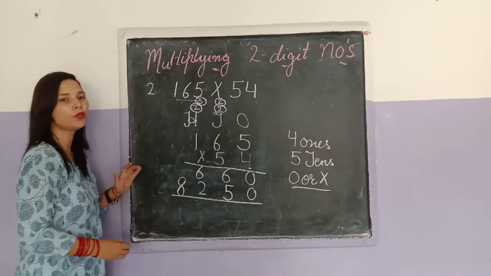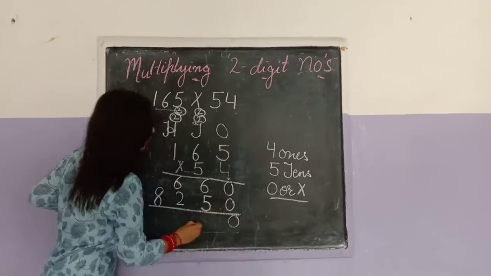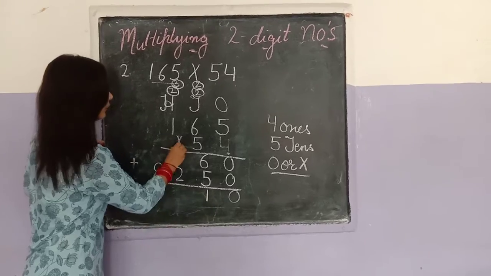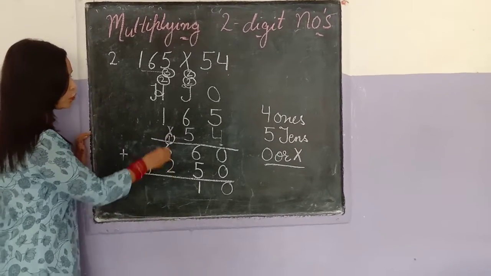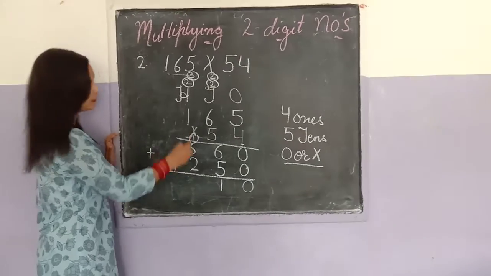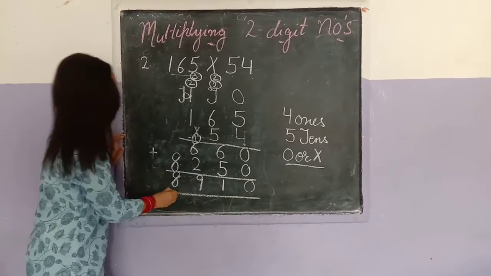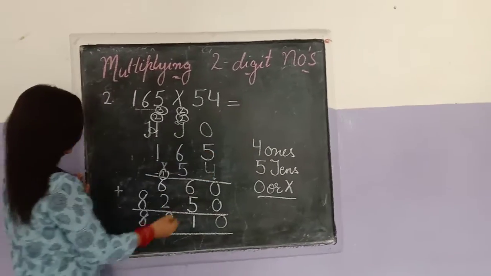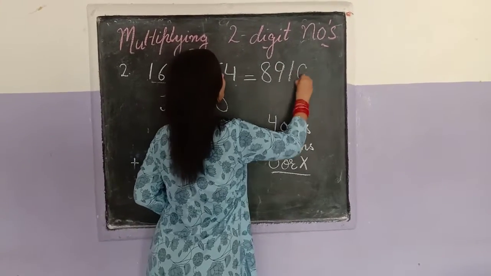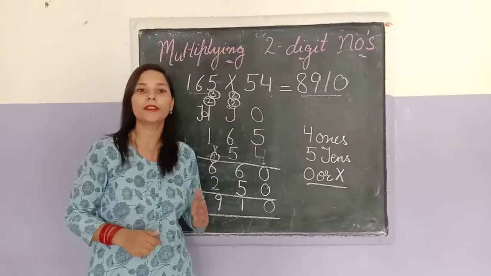Now third step is to add the numbers, right? 0 plus 0 is 0. 6 plus 5, 11. 1 will write here and 1 goes up. Now 6 plus 2 plus 1. As 1 is also there, you add this also. 6 plus 2, 8 plus 1, 9. And this 8. Right? So the answer of this is 8,910. So we have done the multiplication of 2-digit numbers.